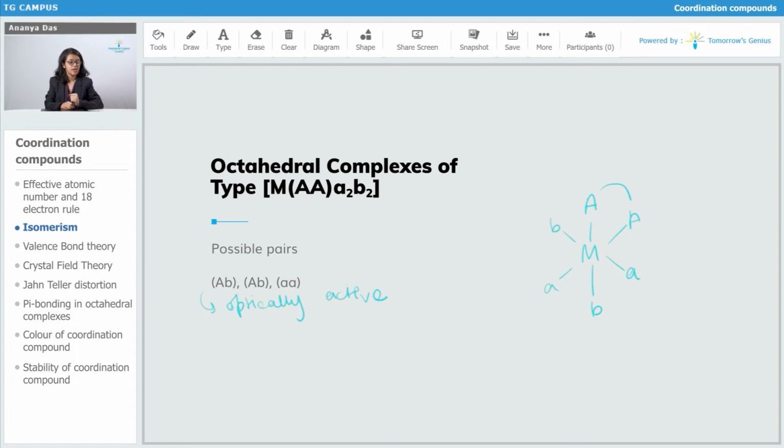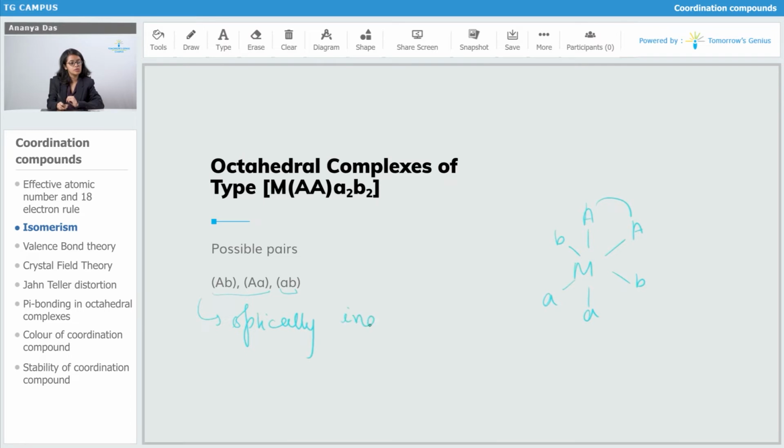The next possible pair for this is A is trans to small a, capital A is trans to again small a, and B is trans to B. So this we can see is an optically inactive pair, because B is trans to B and the trans pair is getting repeated. So this is optically inactive. In the next possible pair, we have A trans to B, A trans to B, and A trans to A. Again we can see that the trans pair is getting repeated and A is trans to A. So this is also optically inactive.